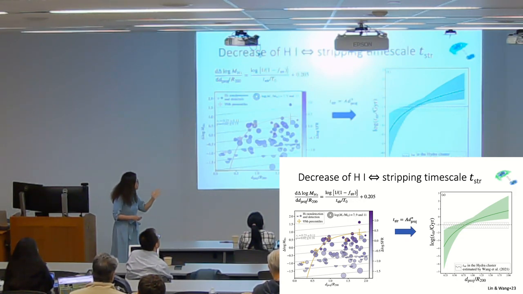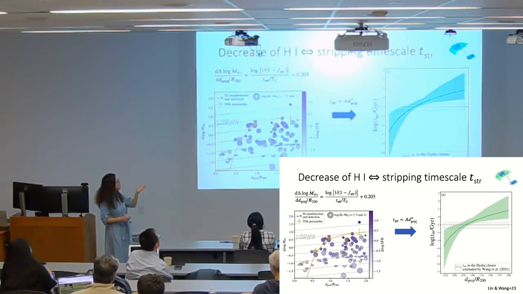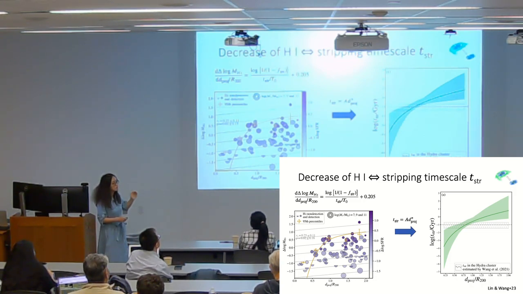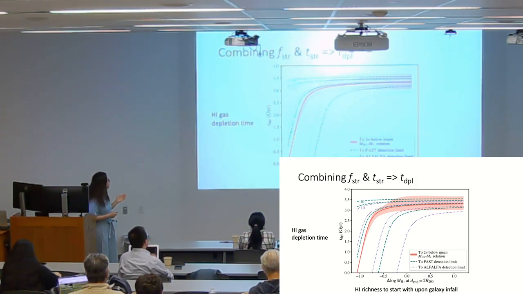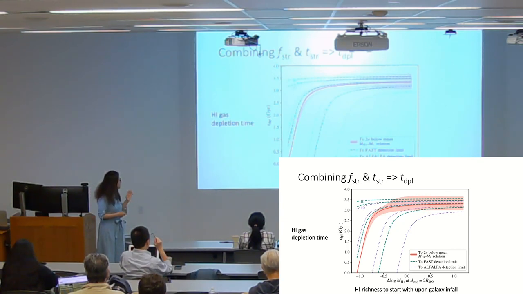So beyond the virial radius, the stripping time scale for stripping the strippable gas can be longer than Hubble time. But when galaxies move toward the cluster center, it drops to a few tenths of million years. And then we combine the T stripping and the F stripping, we can derive the depletion time as galaxies inflow. We quantify it as a function of gas richness upon galaxy inflow.